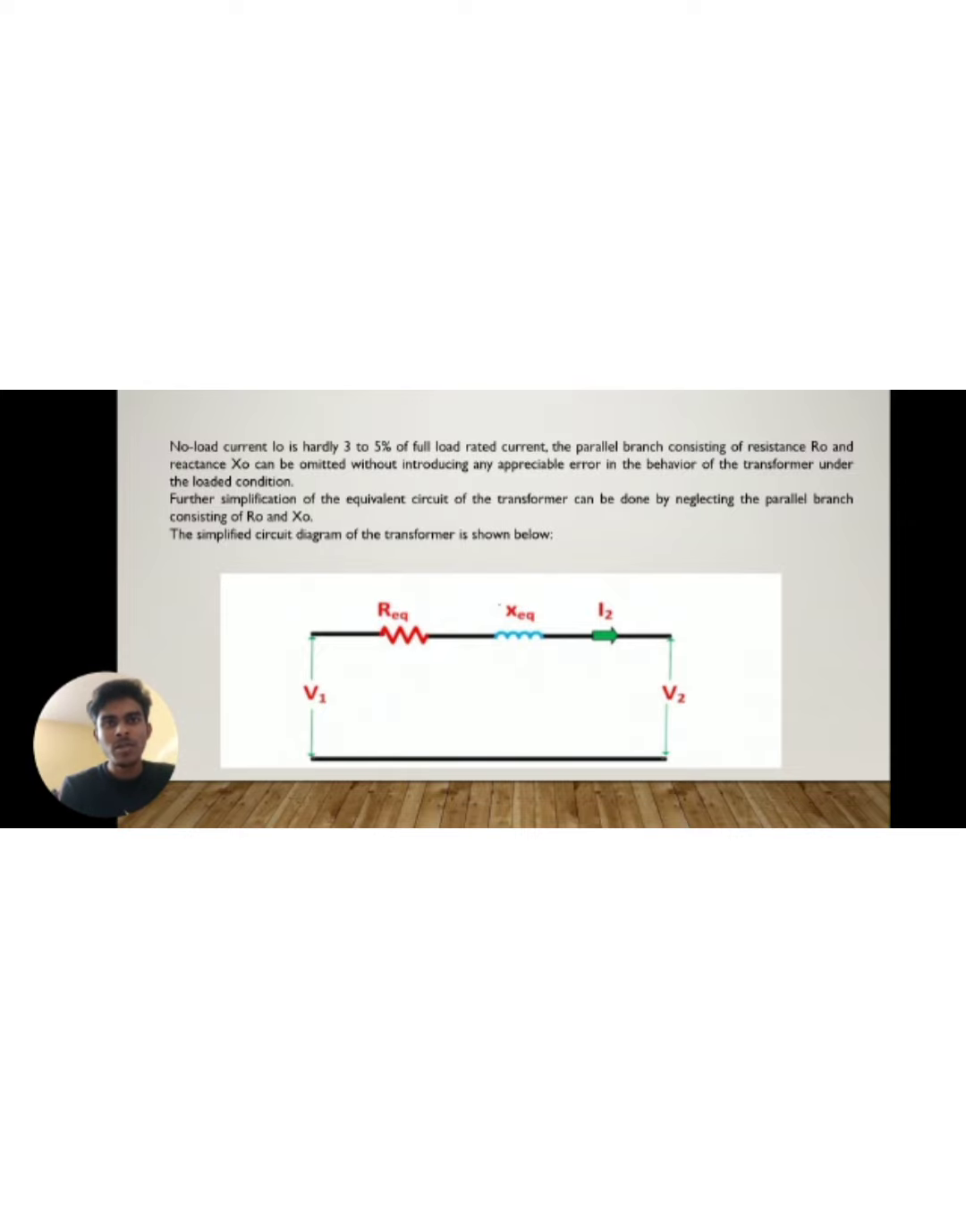Further simplification of the equivalent circuit of the transformer can be done by neglecting the parallel branch consisting of R0 and X0. R0 is resistance and X0 is reactance. The simplified circuit diagram of the transformer is shown below.